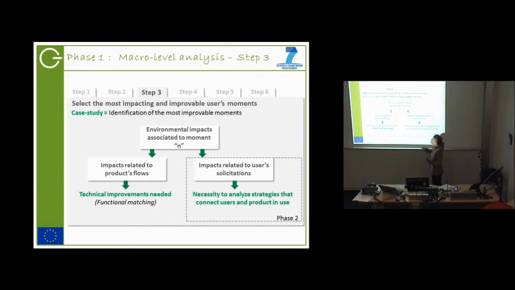If the impacts related to product flows represent the majority of environmental impacts, it means that technical improvements should be made. So the design of the product should be rethought by designers in order to limit the consumption of these flows. And if we identify that the impacts are related to user solicitation, then there is a necessity to analyze strategies that connect user and product in use. That will be the micro-analysis that comes after step 3.